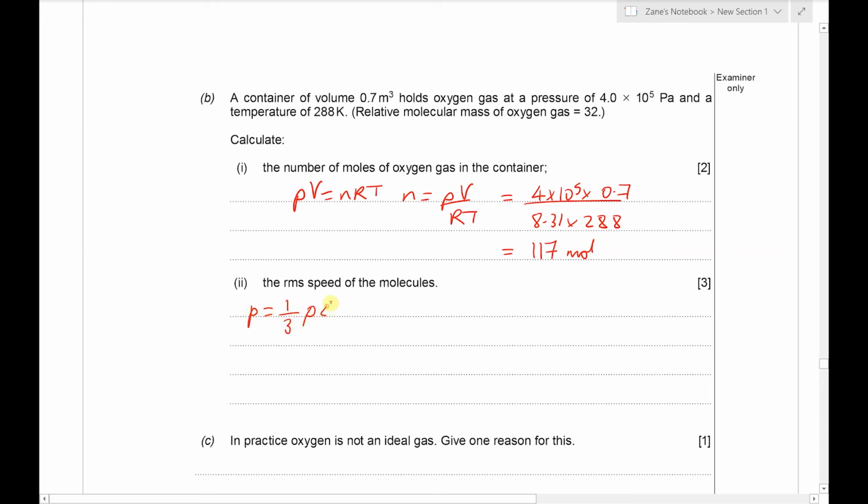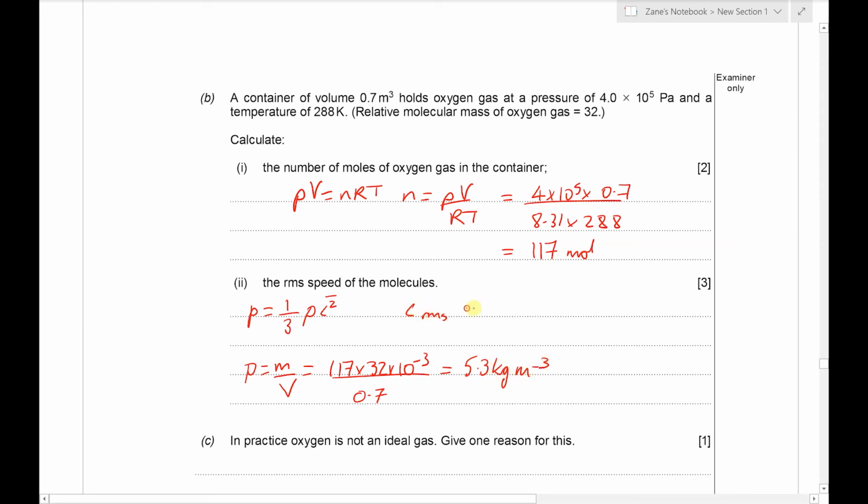Next, we need to find the RMS speed of the gas molecules. So here we can use P equals 1/3 rho c squared bar, or PV equals 1/3 Nmc squared bar. They're both basically the same equation. First of all, we need to find the density. The density is the mass over the volume. The mass is 117 moles, and each mole has a mass of 32 grams. The volume is 0.7 meters cubed. So what do we get there? We get a density of roughly 5.3 kilograms per meter cubed.